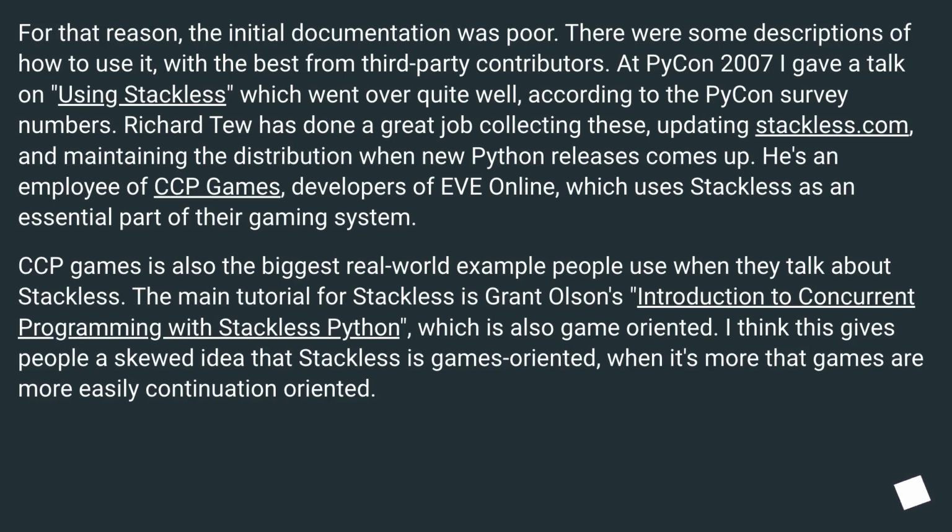The main tutorial for Stackless is Grant Olson's introduction to concurrent programming with Stackless Python, which is also game-oriented. I think this gives people a skewed idea that Stackless is games-oriented, when it's more that games are more easily continuation-oriented.